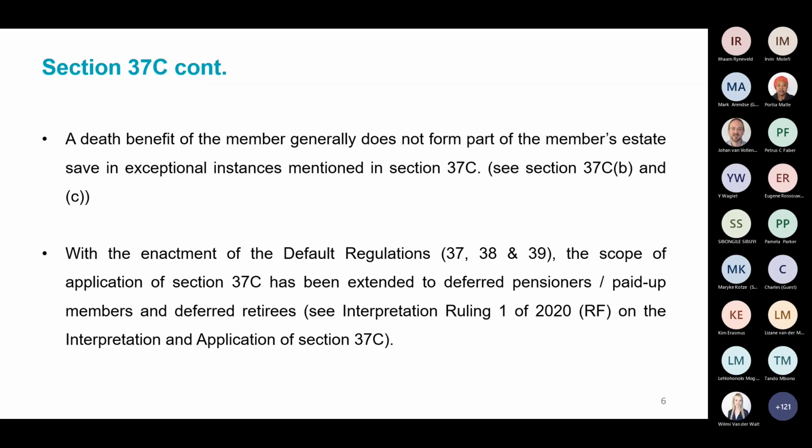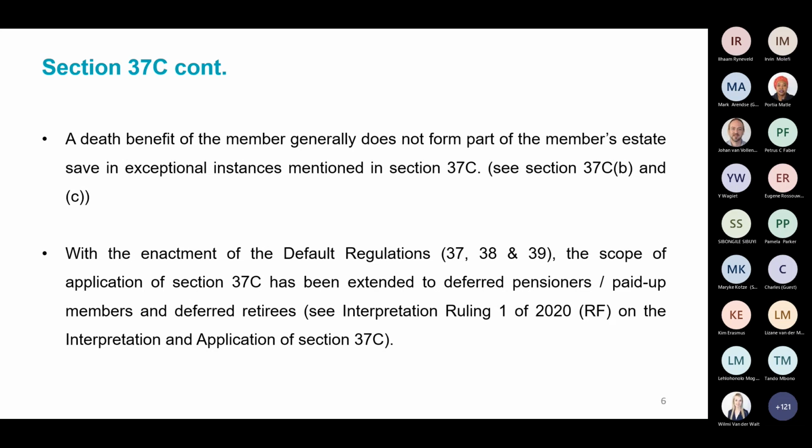So 37CB basically says where the aggregate of liabilities of the deceased member's estate exceeds the assets and there are no dependents, but there are merely nominees, then the deficit will be covered by the death benefit and the balance will then be paid to the nominee in terms of the nomination form.